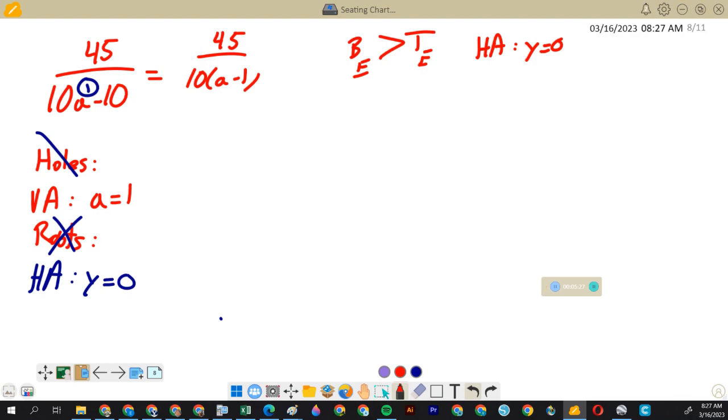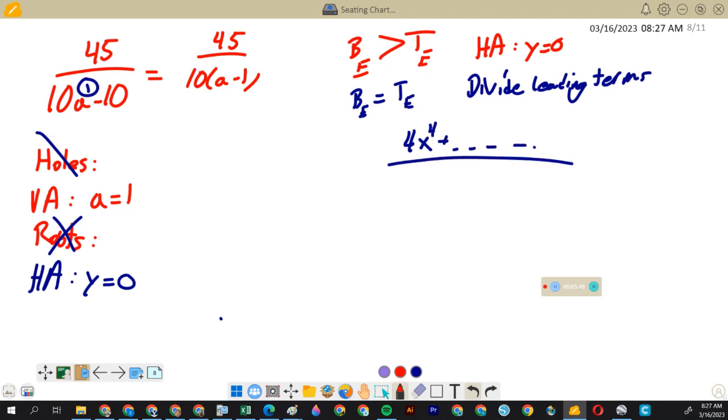Okay. What if they're the same size? If the bottom exponent is equivalent in size to the top exponent, then you divide leading terms. What that means is if I have 4x to the 4th plus a whole bunch of stuff divided by 3x to the 4th plus a whole bunch of stuff, I just divide those. And the variables are going to divide out, and the HA would be at y equals 4 over 3.